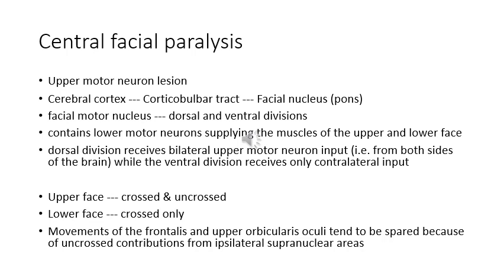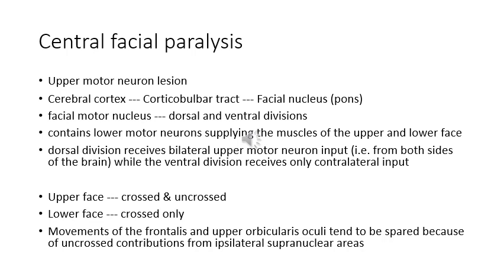That's where the facial nerve nucleus is situated. So any lesion in that pathway can lead to a central facial paralysis. The facial nucleus, or the facial motor nucleus in the pons, usually has two divisions, the dorsal and ventral divisions. From this nucleus, the lower motor neurons supplying the muscles of the upper and lower face arise. Totally, the facial nerve and its branches, which supply the upper and lower face, arise from here.